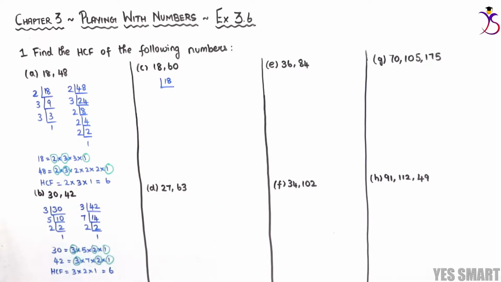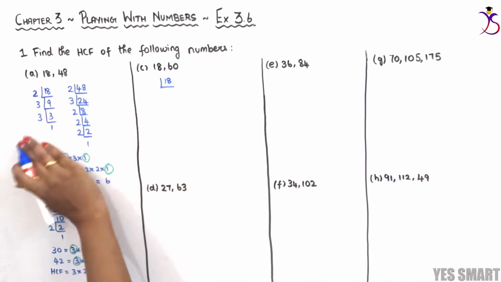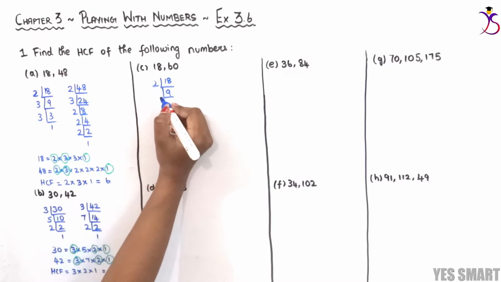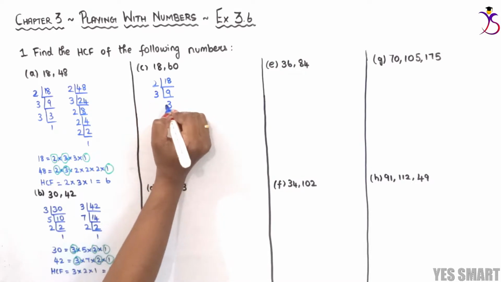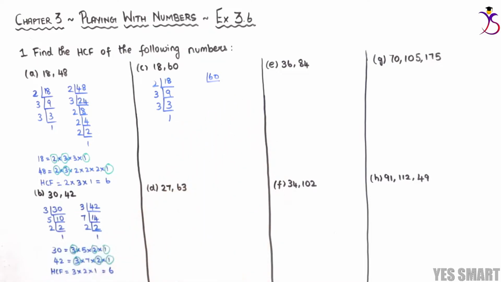Now C sum. 18 and 60. For 18, we have already solved in the first subdivision, so I'm just copying it here again. We can even start with the value 3, so it goes like 3 sixes are 18. Anyways, the final answer will be the same. I'm just starting it with 2 itself.